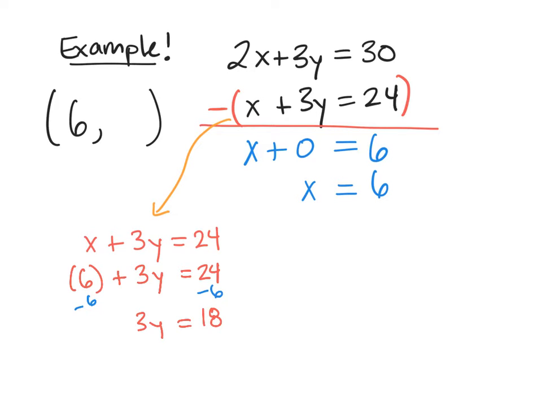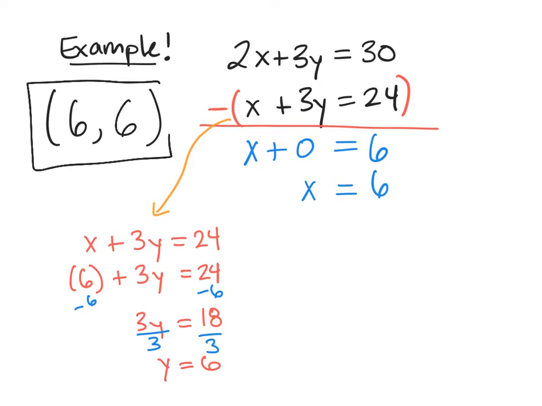And then what's the last step? We're going to divide both sides by 3. And we get y is equal to 6. So now I can go back up here to my answer, my ordered pair, and just go ahead and write in that y is equal to 6. And y'all, that is the solution. That's the ordered pair where these two lines would cross, where x and y both work.